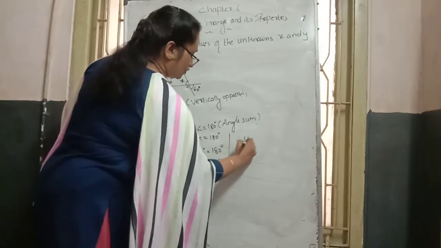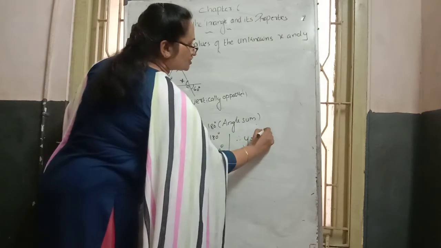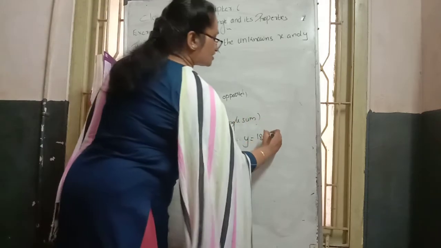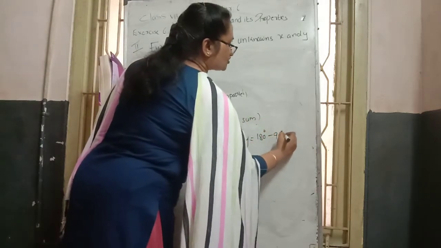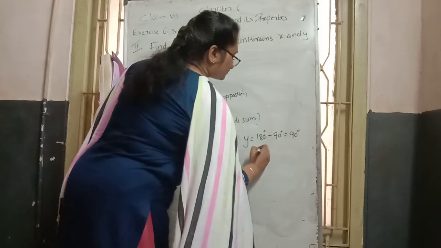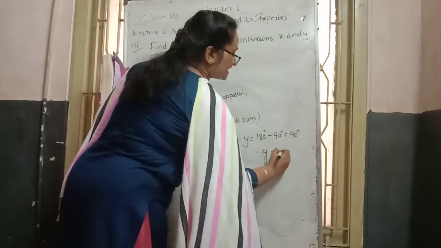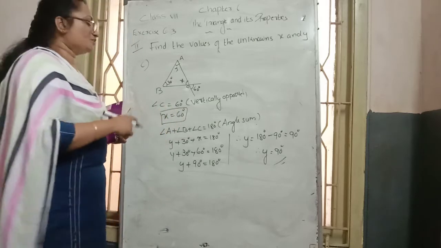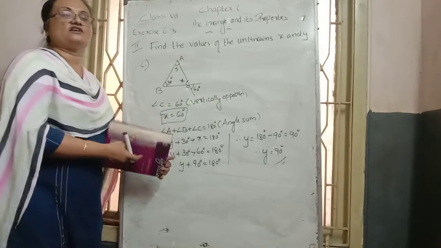Therefore, how do we get the y value? Plus 90 goes to the right side; transpose, take it as minus 90. 180 minus 90, how much are we getting? 90 degree. So therefore the y value becomes 90 degree and the x value becomes 60 degree. I hope you can understand this model question.